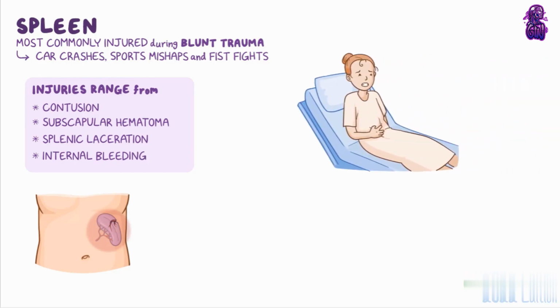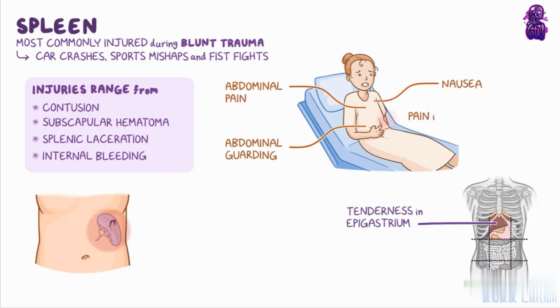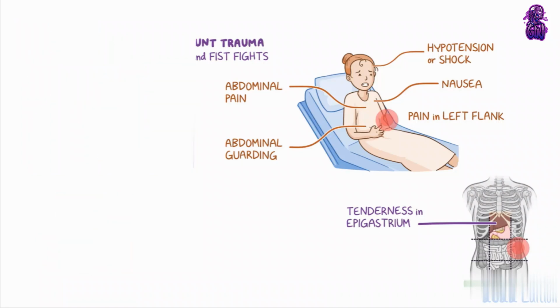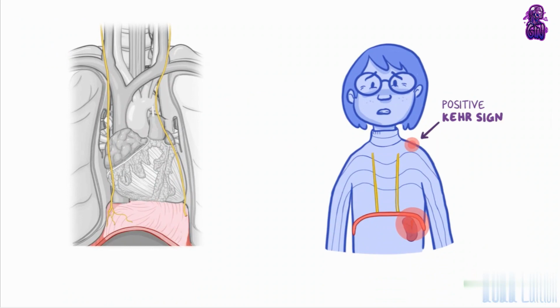Individuals with a ruptured spleen can present with nausea, abdominal pain, abdominal guarding, tenderness in the epigastrium, and pain in the left flank, as well as hypotension or shock due to profound intra-abdominal bleeding from this highly vascular organ. Moreover, a ruptured spleen can present with a positive Kerr sign, which is when there's referred pain, typically to the upper left shoulder due to irritation of the phrenic nerve in the diaphragm.